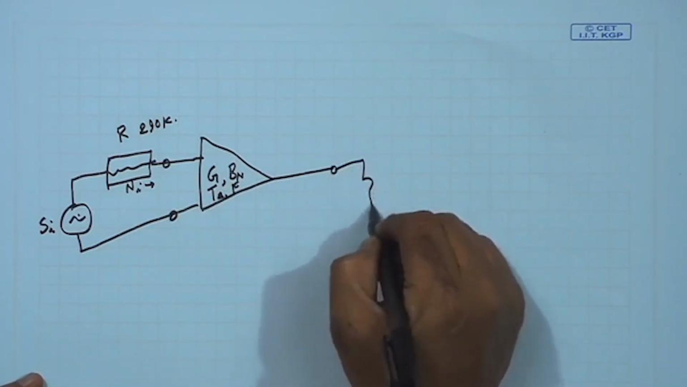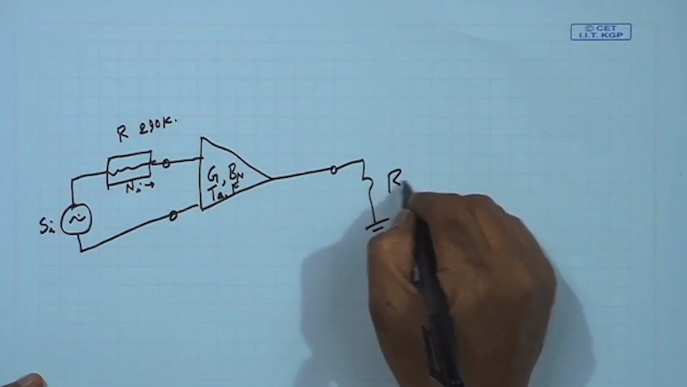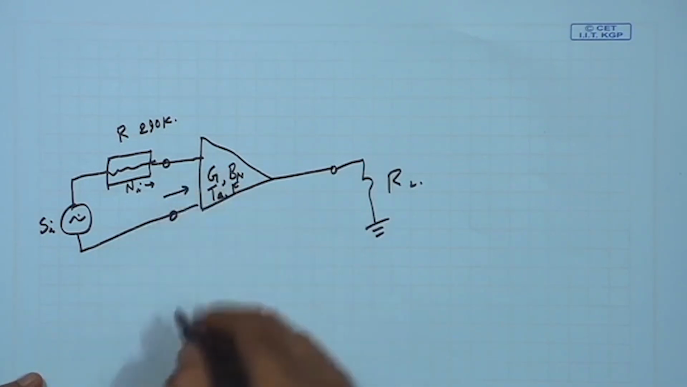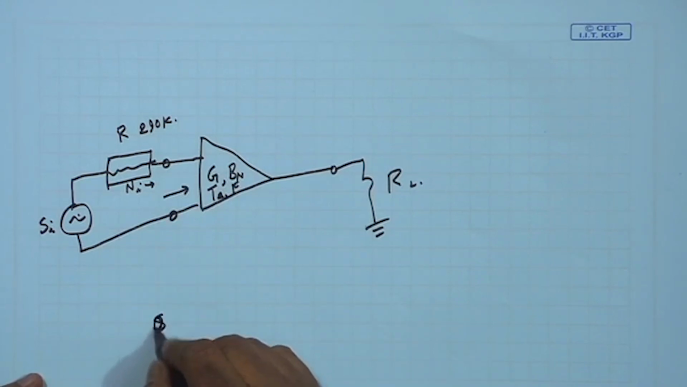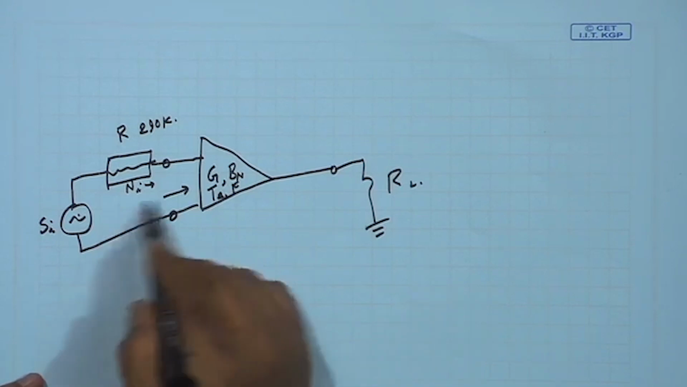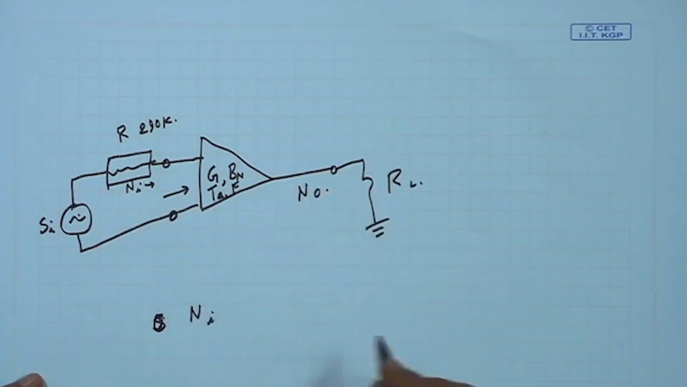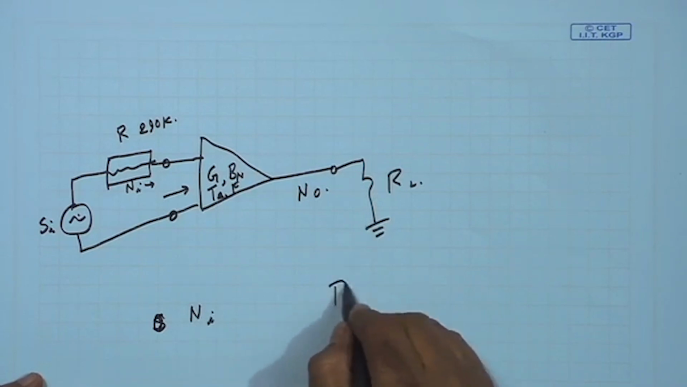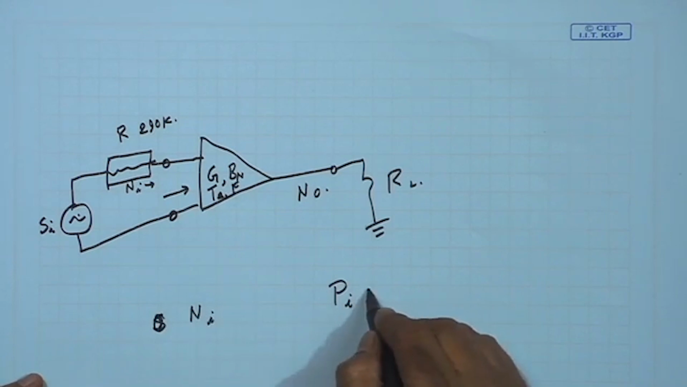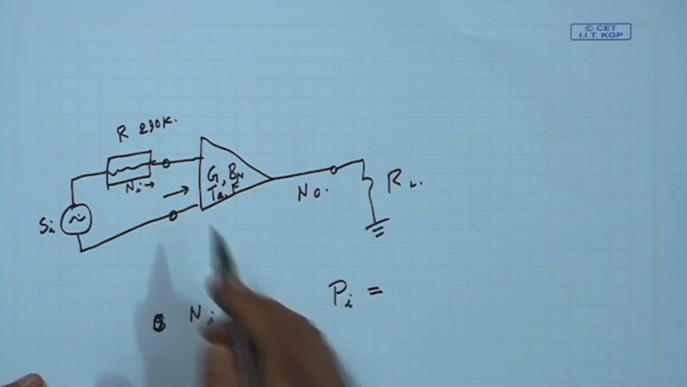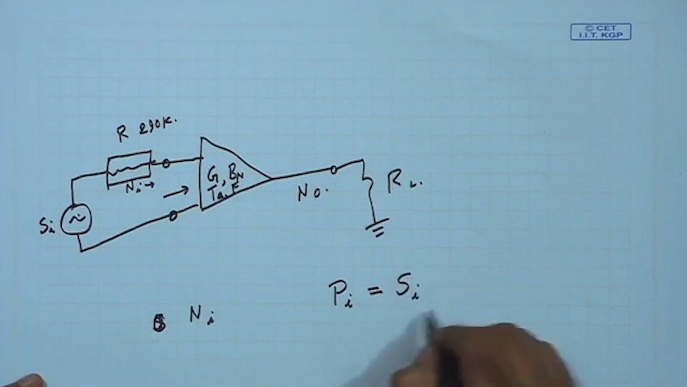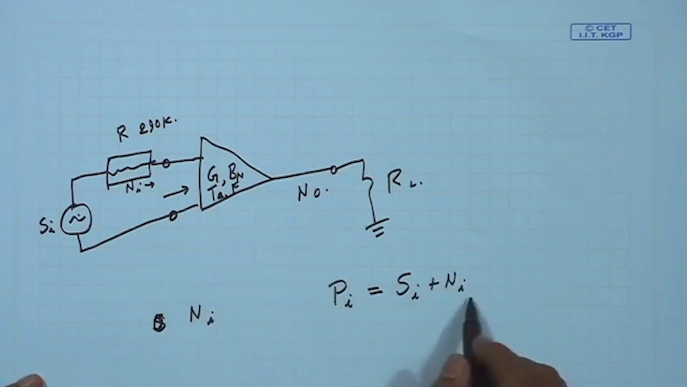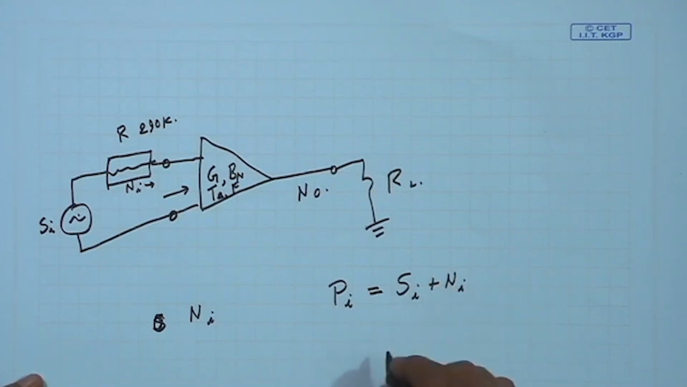Now, the output of the amplifier is typically put on a load. So, for this amplifier, let us call the input noise Ni and the output noise No. Pi, which is the input power to this amplifier, will comprise the signal power and the noise power, because I will get both of these at the input side, and generally they are additive. So Pi is Si plus Ni.